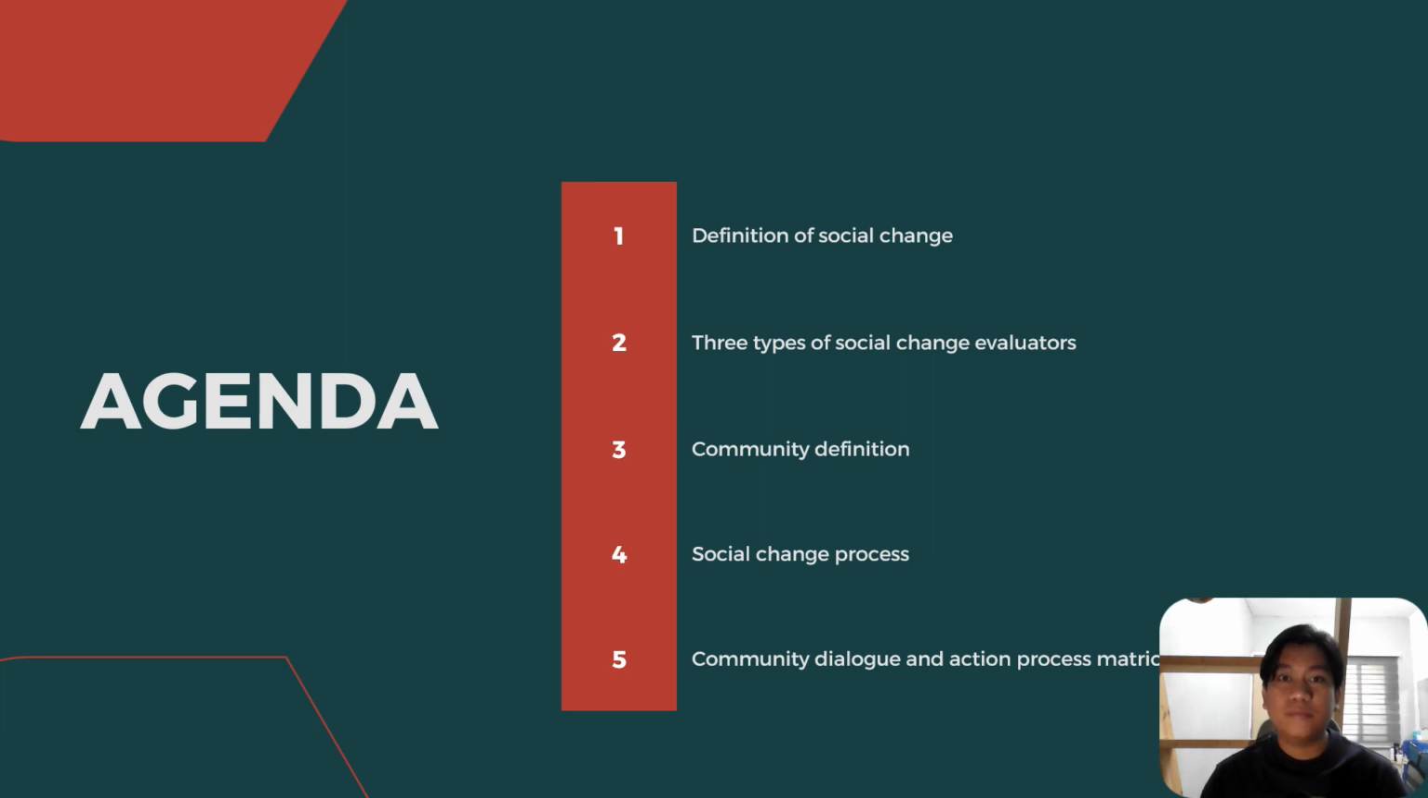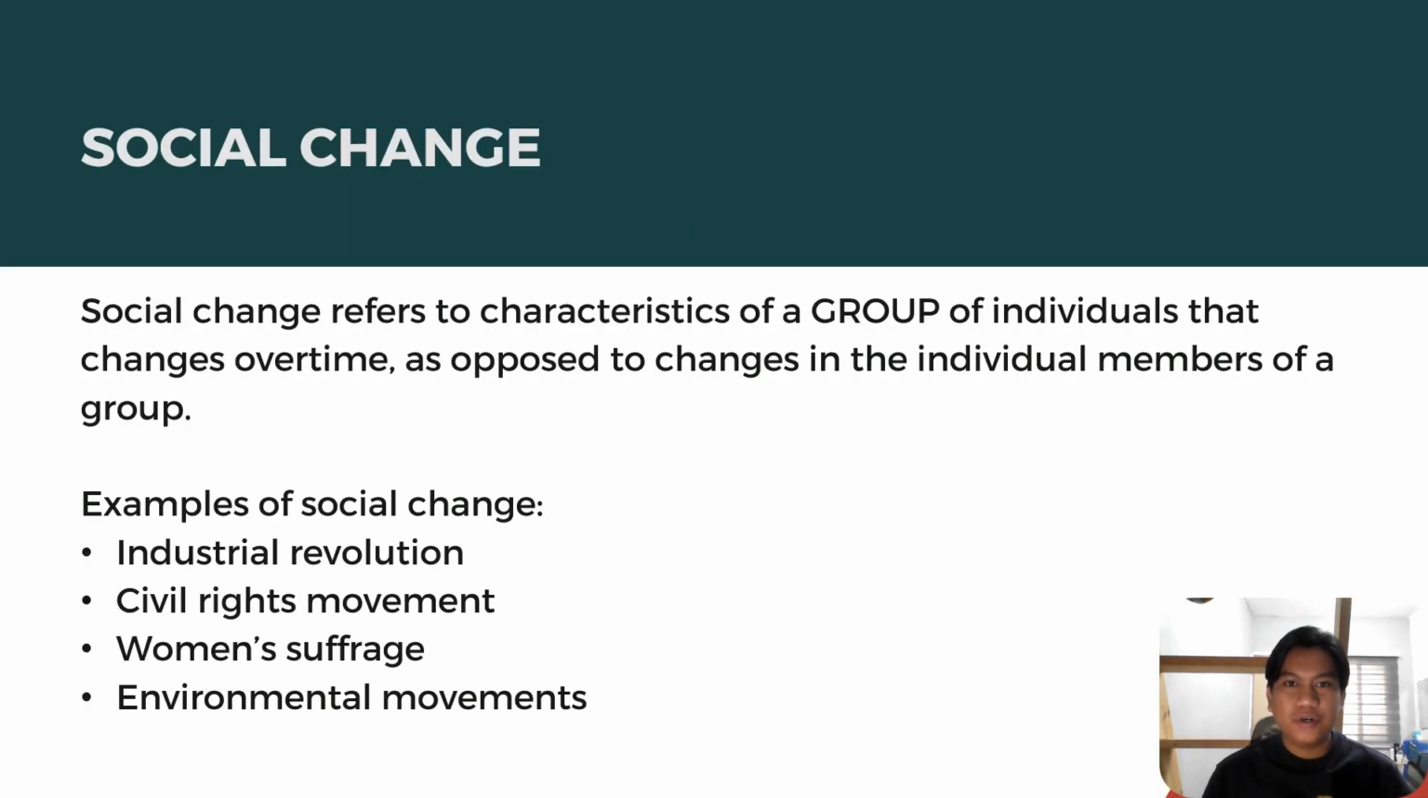This report aims to discuss the following: definition of social change, three types of social change evaluators, community definition, social change process, and community dialogue and action process matrices. So, without further ado, let's dive in. So, first, let us define social change.